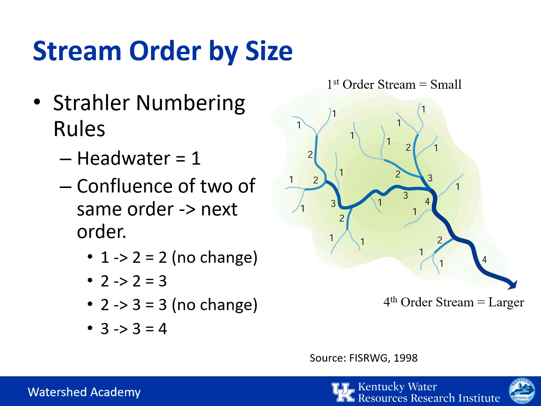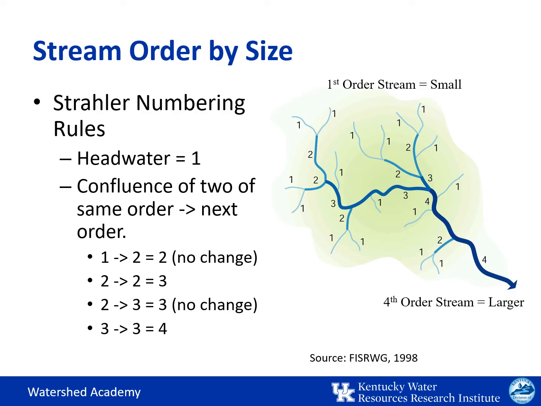If you have two streams that flow into each other with the same number, then it goes up a number. So two first order streams meet. What flows beyond that is a second order stream. Two second order streams flow together, that makes a third order stream. Now, if a first order stream flows into a second order, there's no change in the numbering.